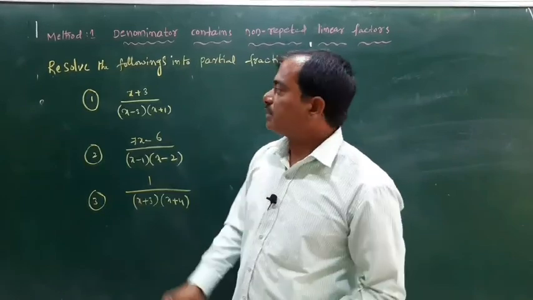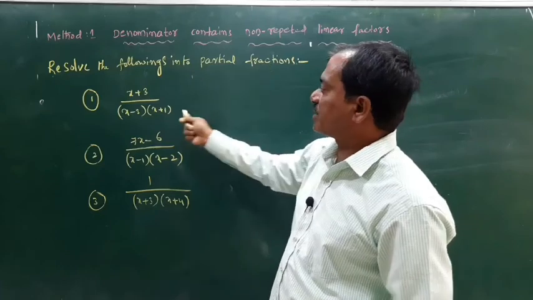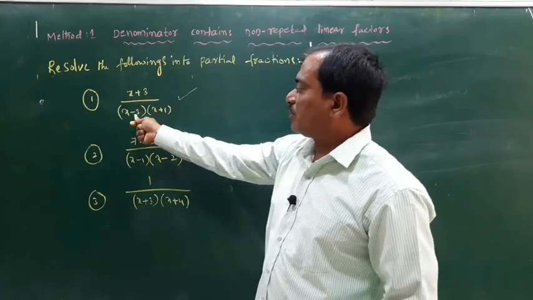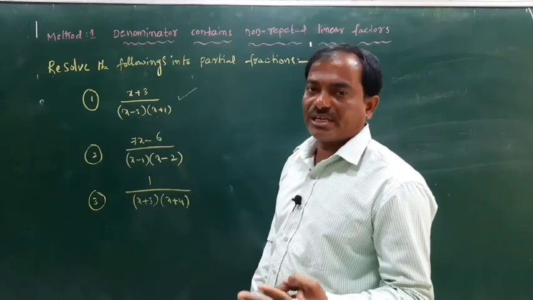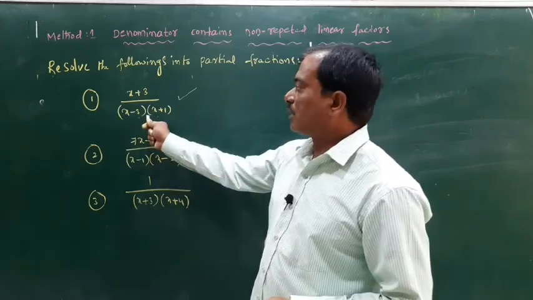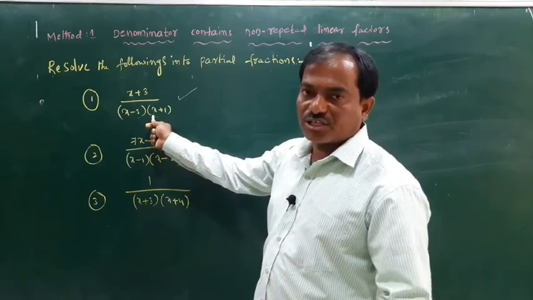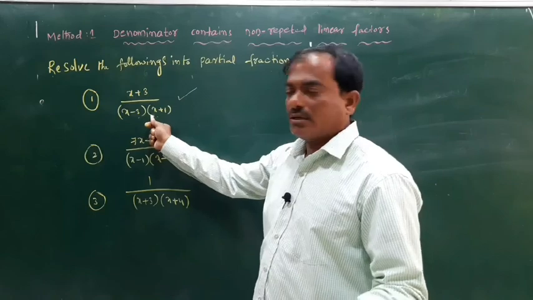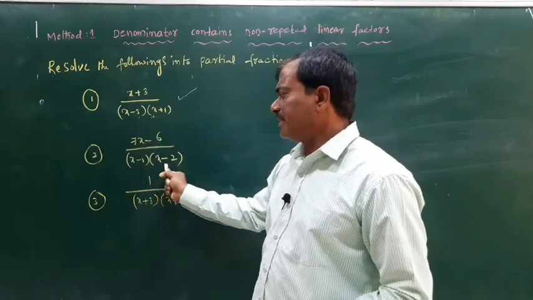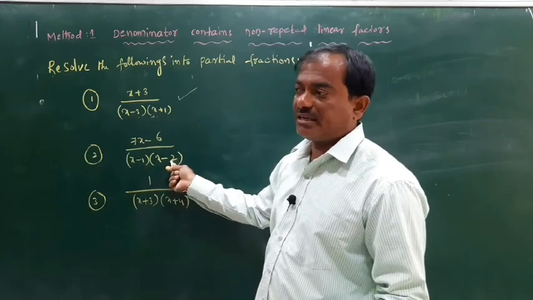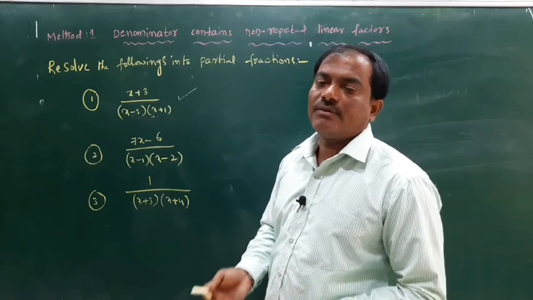Now dear students, this is the assignment: resolve the following into partial fractions. This is the first problem. Now in this problem, g of x contains two non-repeated linear factors. We have to resolve the given rational fraction into proper partial fractions by using the same procedure. And here g of x also contains two non-repeated linear factors. Here also g of x contains non-repeated linear factors. Yeah. Now solve these problems.